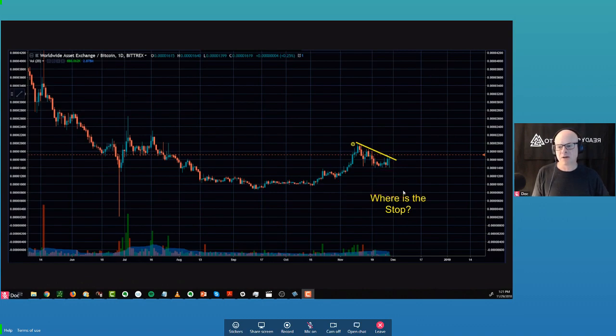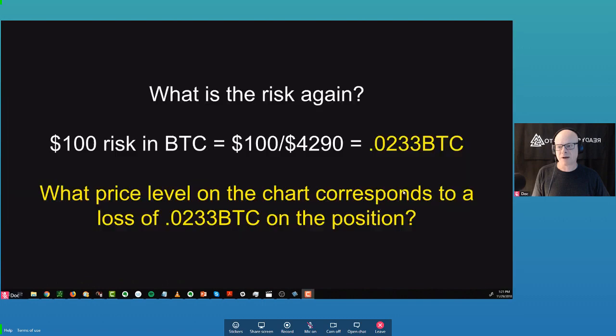So this is what we have to do. We have to figure out where we're going to put our stop based on the numbers, not on the chart. So what is the risk again? $100 of risk is 0.0233 BTC, which is the same as the first example, right? The fixed risk position was risking 0.0233 BTC. So what price level on the chart corresponds to a loss of 0.0233 BTC for this position?